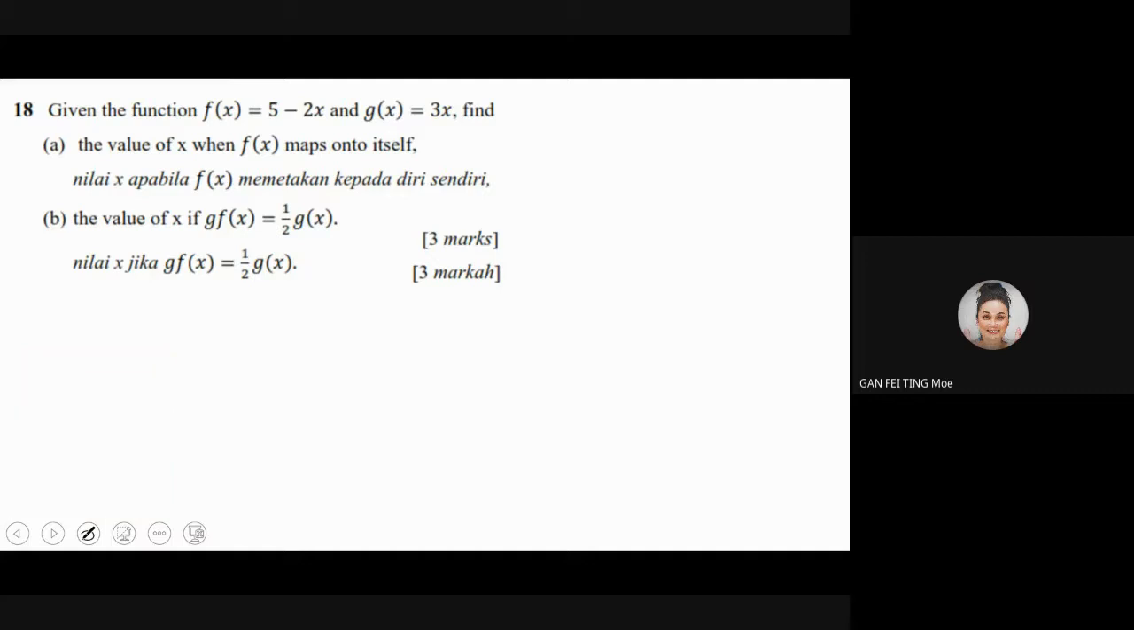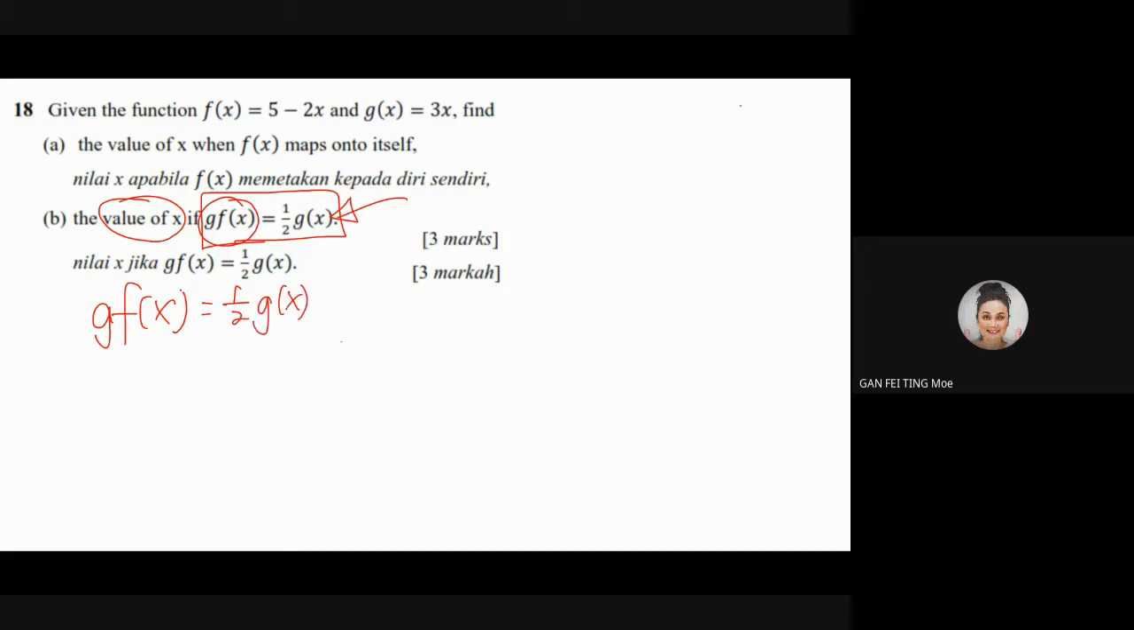Then it says the value of x, if g(f(x)) is equal to this, they are equal. So how do we do this? This is the information given. So it'll be g(f(x)) equals half g(x). So what do we do now? For g(f(x)), you ask yourself, is f(x) given to you? If you are solving a question on functions, you ask yourself, is this given to you? Is this given to you?